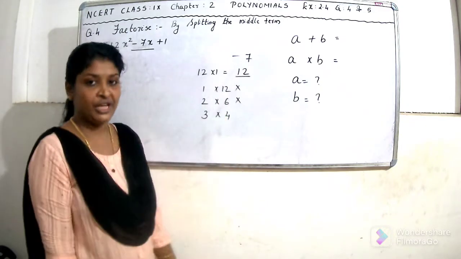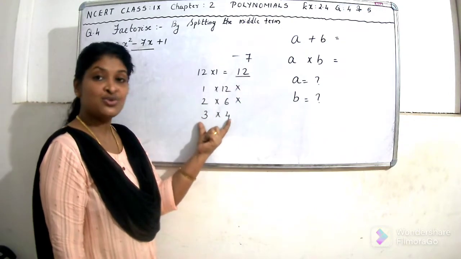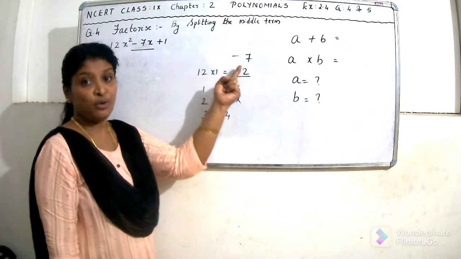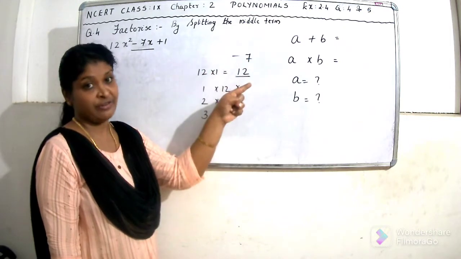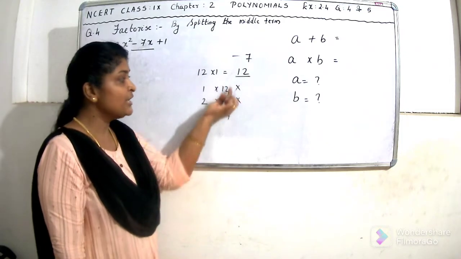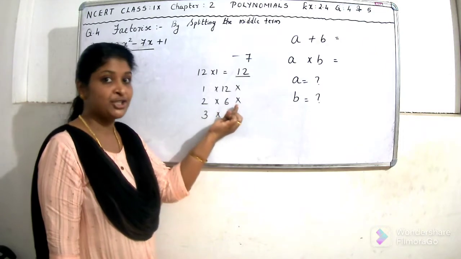Now come to 3 and 4. 3 into 4 is 12, okay. But when we add these two, we get 7. Yes, of course, we get 7. But we need not positive 7, we need negative 7. So we have to adjust the sign here. In these two cases, not only addition I said, subtraction also I said.